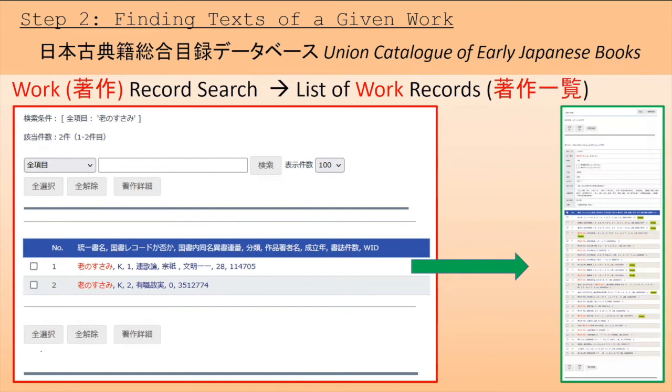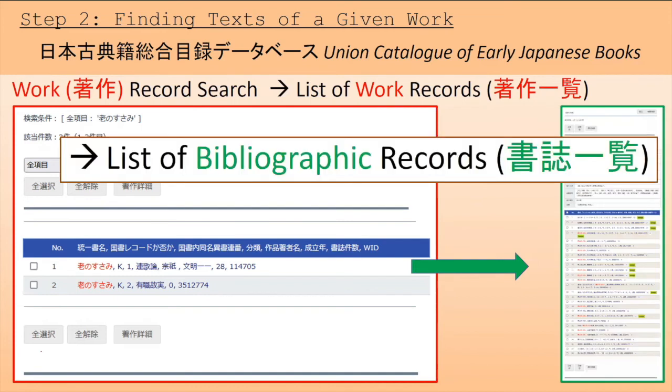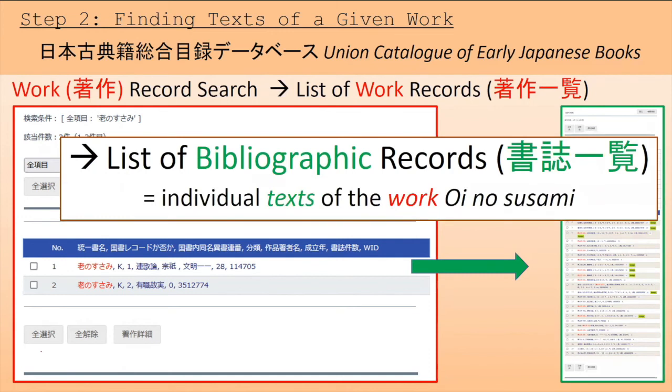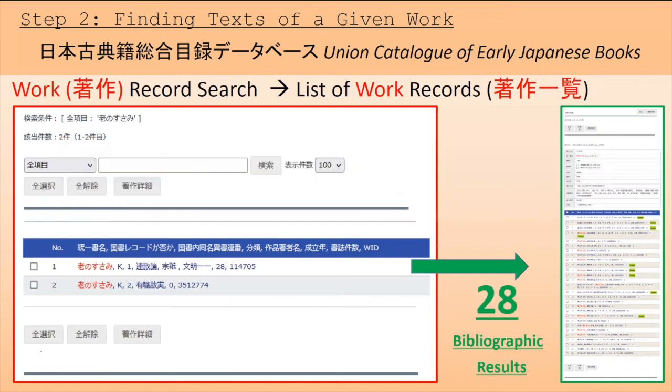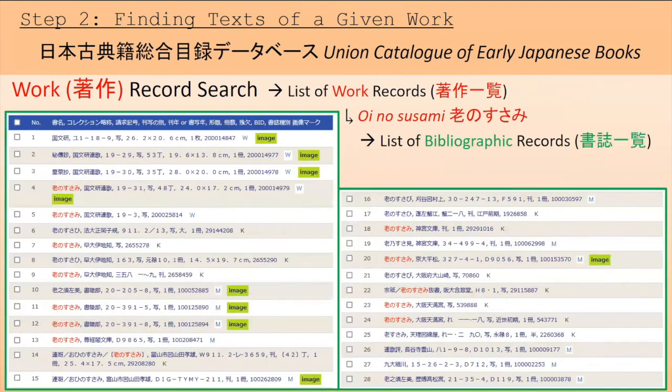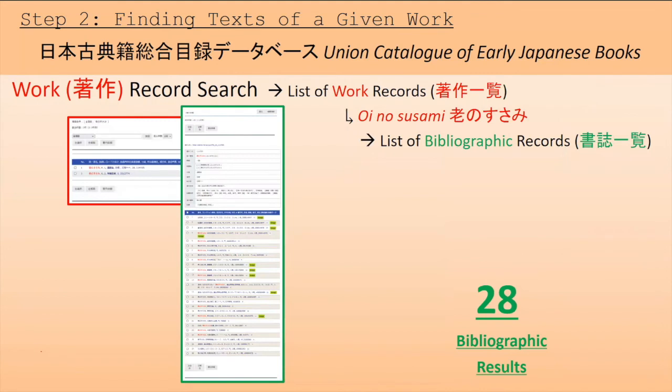Clicking through here to the results for Sogi's Oi no Sasami, we find the Shoshi Ichiran, a list of all the bibliographic records bundled together with our chosen work. These records can be understood as representing individual physical texts of Oi no Sasami, though sometimes there are factors complicating this, to which we will return at the end. In this case, the number of associated bibliographic records is 28, as can be seen here more close up. Or at least this is the number of results we get going down the work record search path.